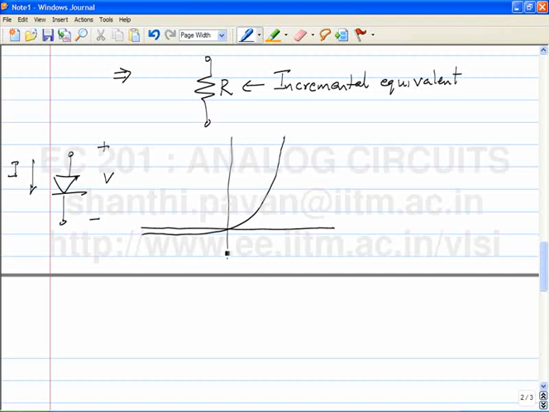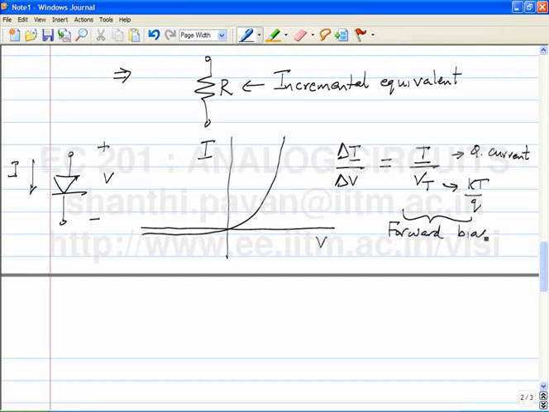So, which is I and which is V? The y-axis is I, the x-axis is V. We have seen repeatedly that delta I by delta V is I by Vt, where Vt is kT by Q and I is the quiescent current. So, this is valid in which region of operation? Forward bias. So, in the forward bias region, the incremental equivalent of a semiconductor diode is a resistance of value Vt by I, where I is the quiescent current flowing through the diode.